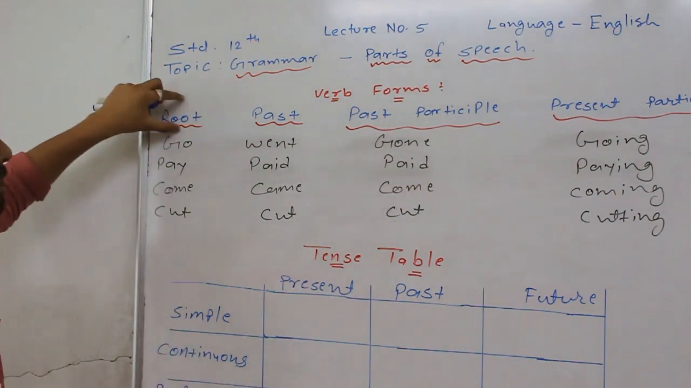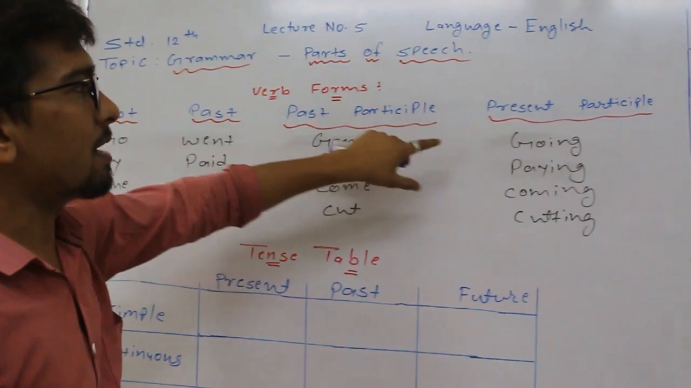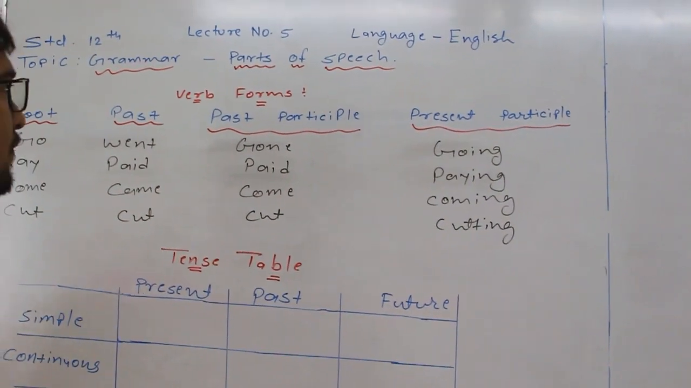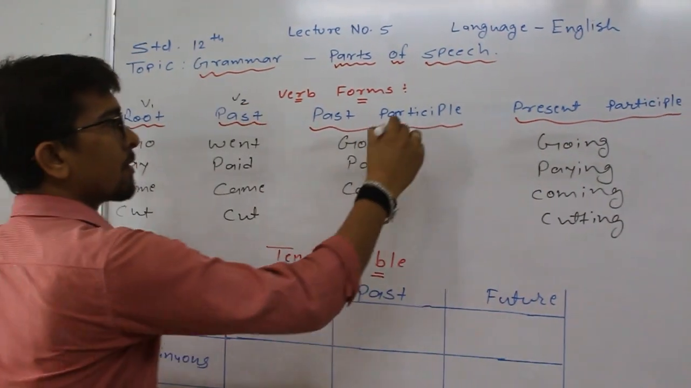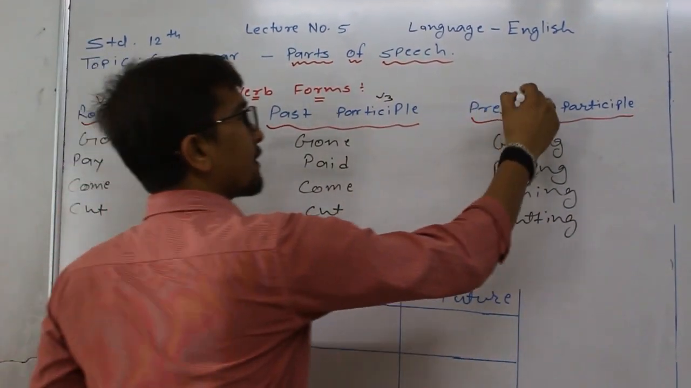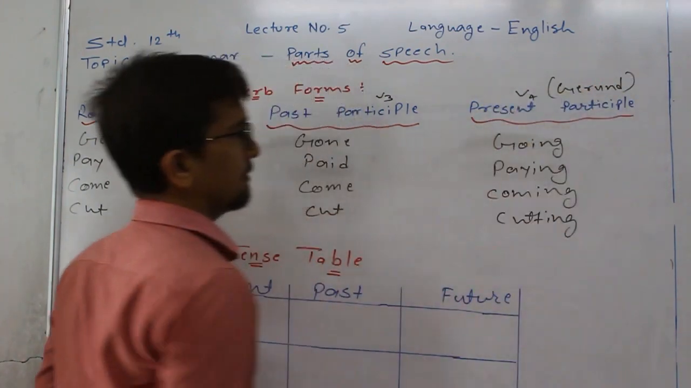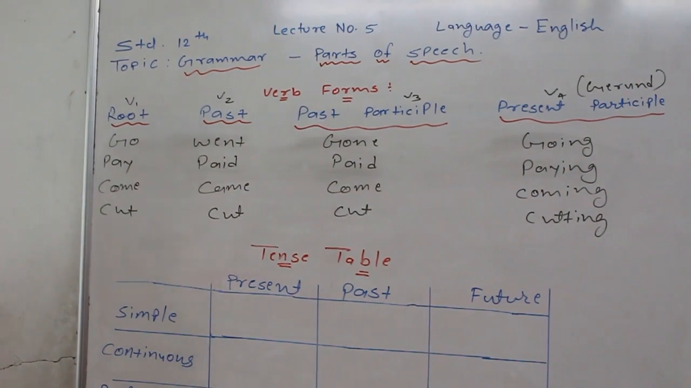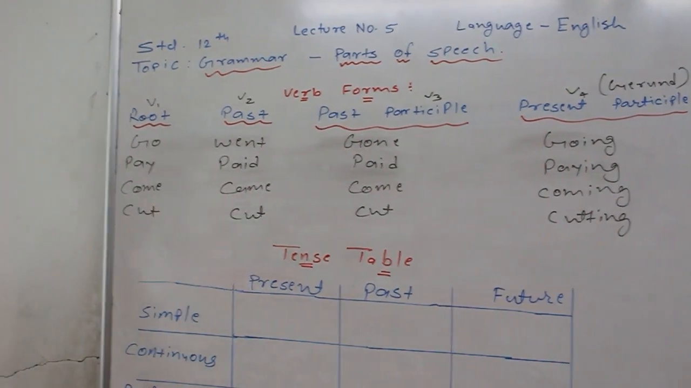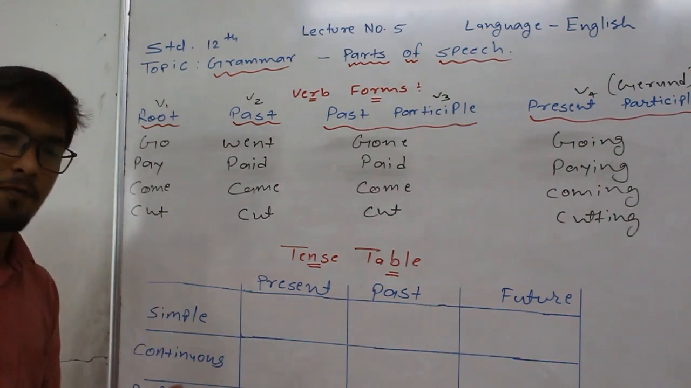The first one is root, the second one is past, the third one is past participle, and the fourth one is present participle. Often we know them by the names V1, V2, V3, and V4. So there are four forms of verbs. There are several verbs which have the same verb forms as well as verbs which have different verb forms.